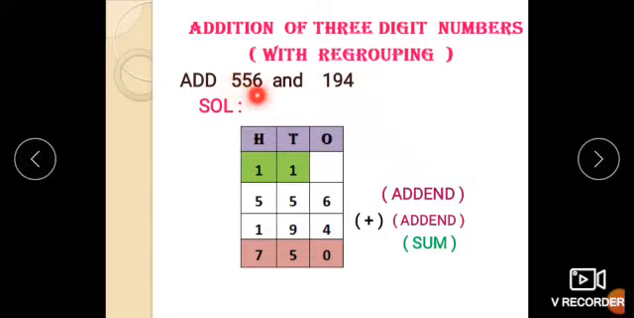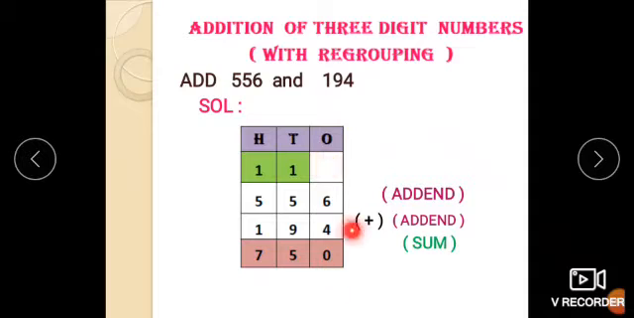Add 556 and 194. First we arrange the numbers according to their place values. 556 is 500, 5 tens and 6 ones. Then the next number, 194, is 100, 9 tens and 4 ones. We add both numbers, which are the addends, and the answer we find is called the sum.